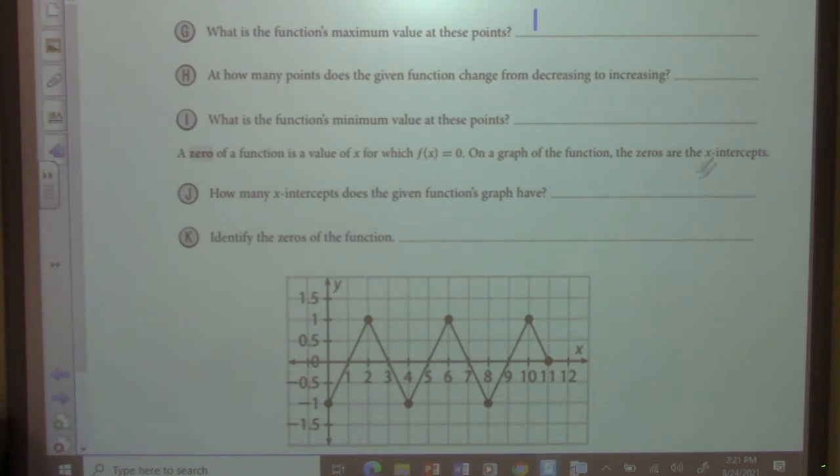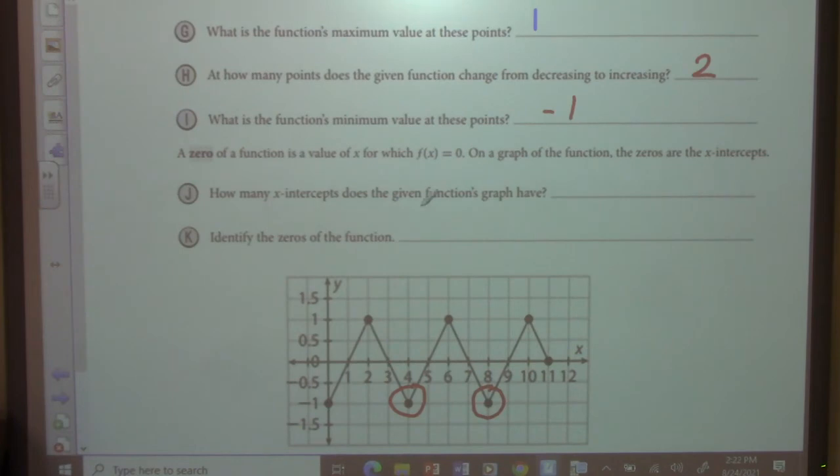I count 2 points where we're changing from decreasing to increasing. If it's 1, 2, 3. Oh, no, the first one. You count the last one. Okay, so here we're changing from decreasing to increasing. Here we're changing from decreasing to increasing. Even though we have these other minimums here, these ones on the bottom are the only ones that qualify as turning points, right? Right. And then ask, what is the function's minimum value at these points? -1. Yeah, -1. Okay, good.